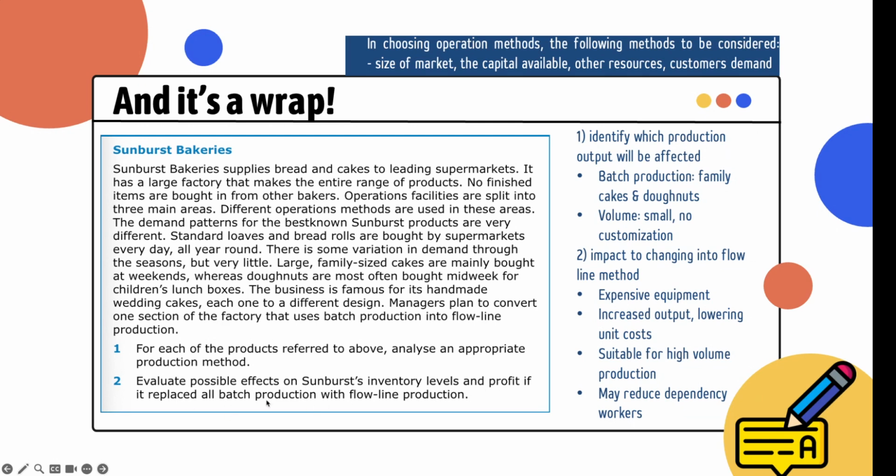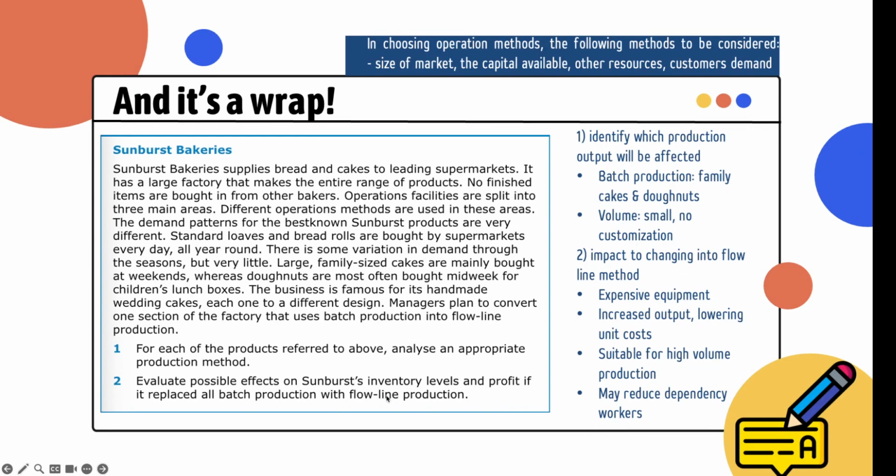Now for the second question: evaluate possible effects on Sunburst's inventory levels and profit if it replaced all batch production with the flow production method. I broke this into two parts in answering. First of all, identify which production output will be affected, because it will affect the inventory levels. Which one will be affected if they change from batch to flow?